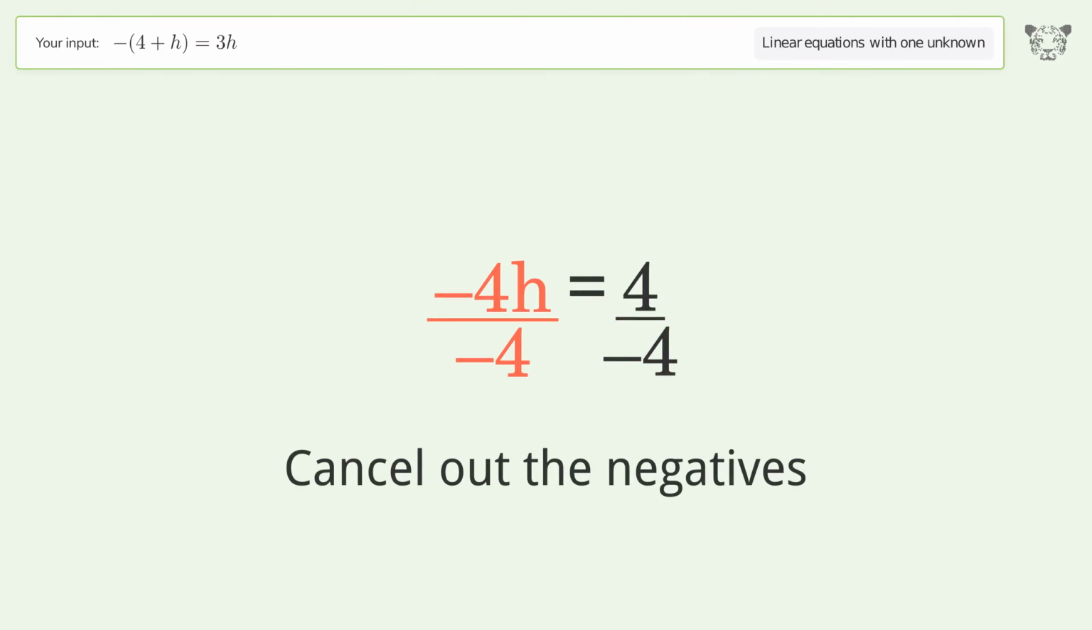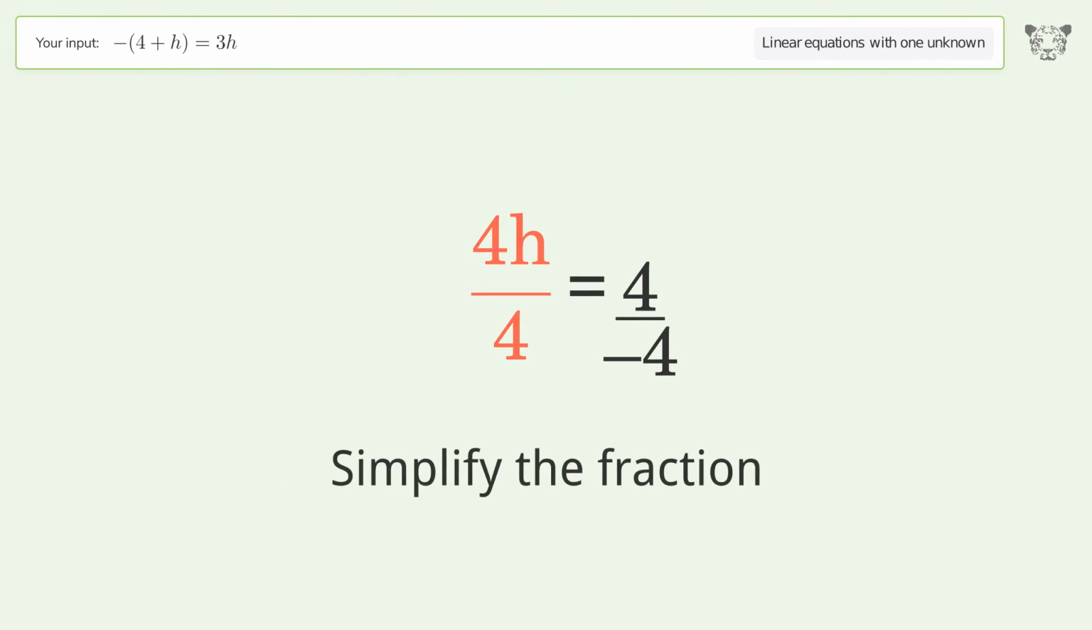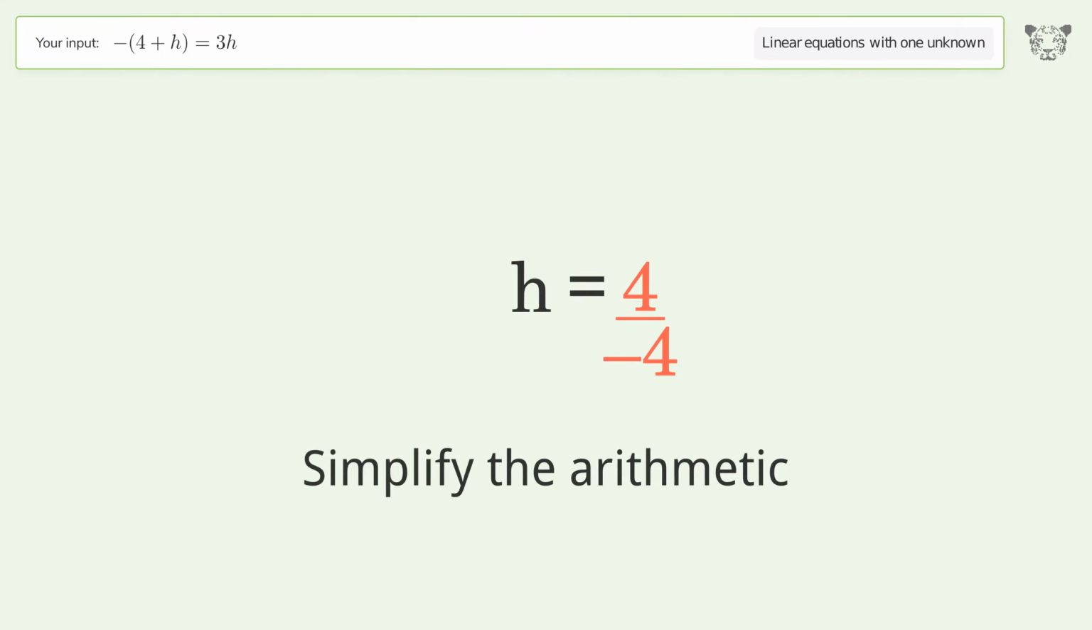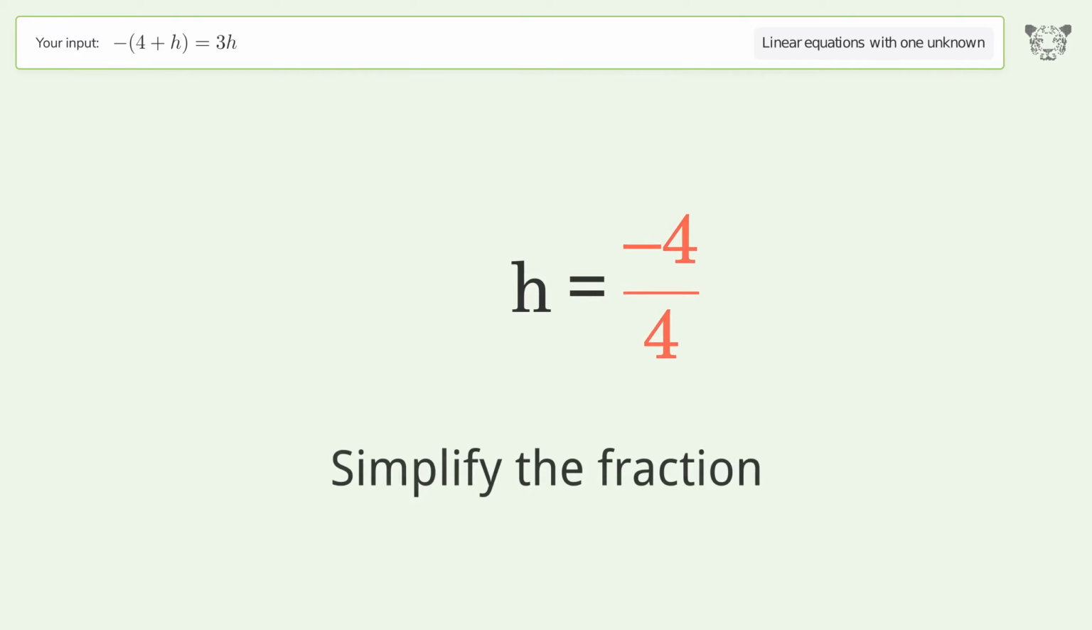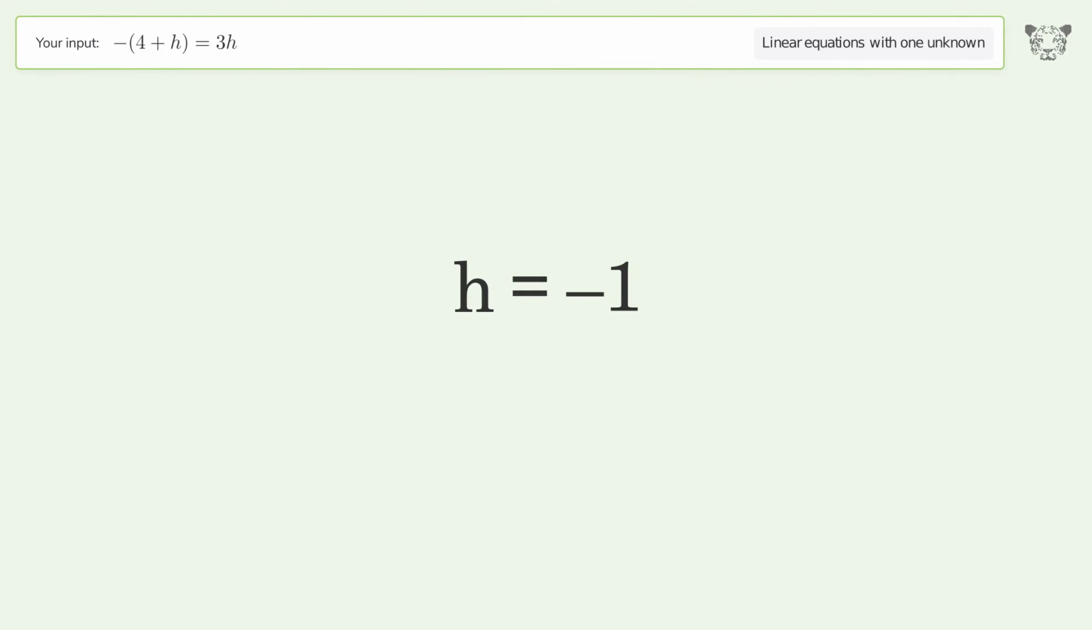Cancel out the negatives. Simplify the fraction. Simplify the arithmetic. Simplify the fraction. And so the final result is h equals -1.